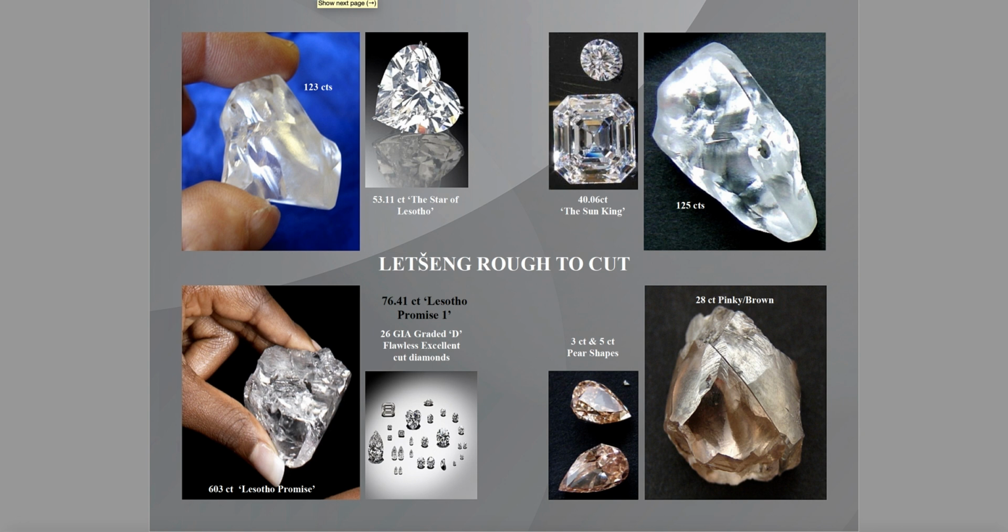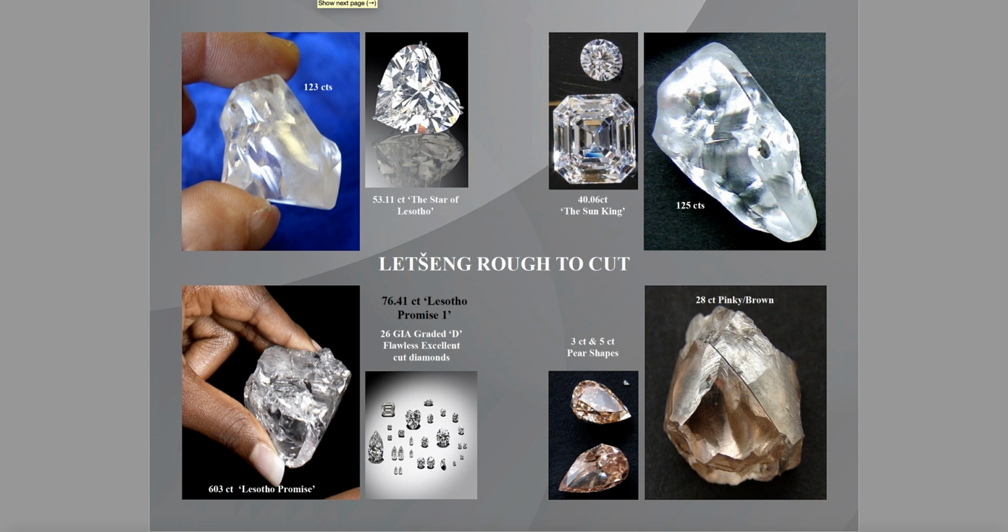So now we have different stones here, nice stones which they found at Letseng, and how they are looking after the cutting and polishing processes. Here we have a 123 carat stone, and what is left is the Star of Lesotho, which is 53.11 carat. Then on the right hand we have a 125 carat stone, and from this they have produced the Sun King, which has 40.06 carat.